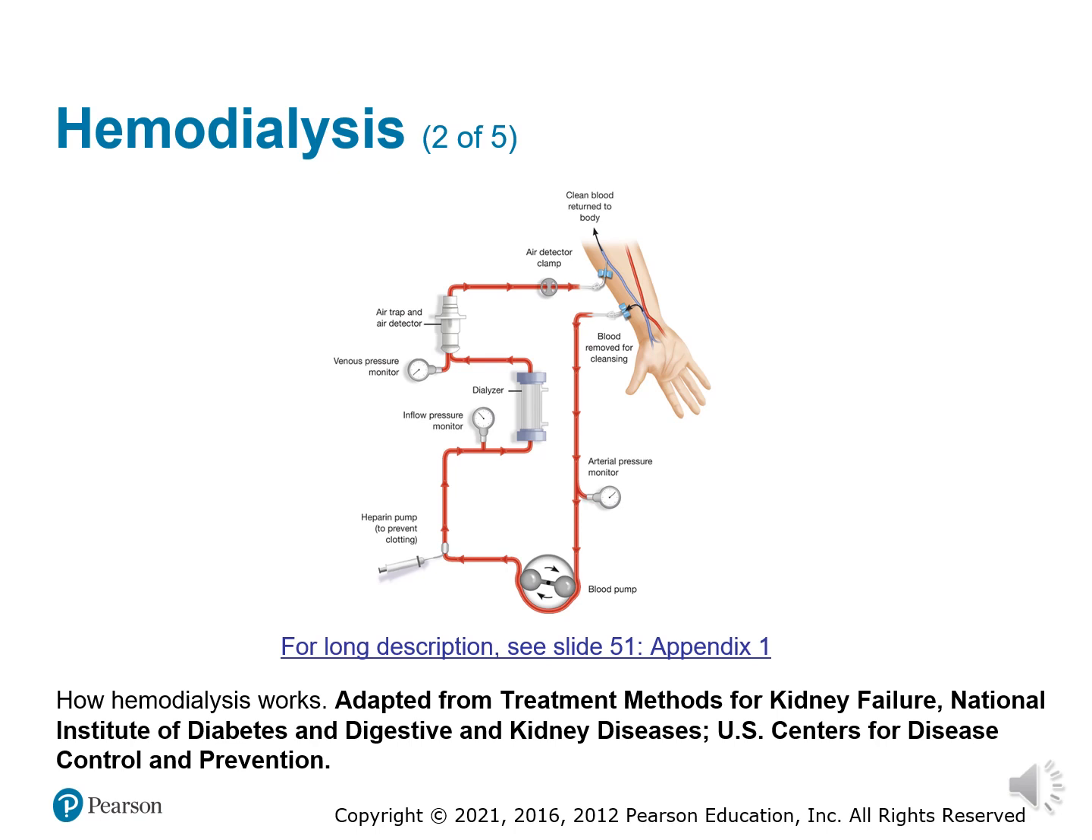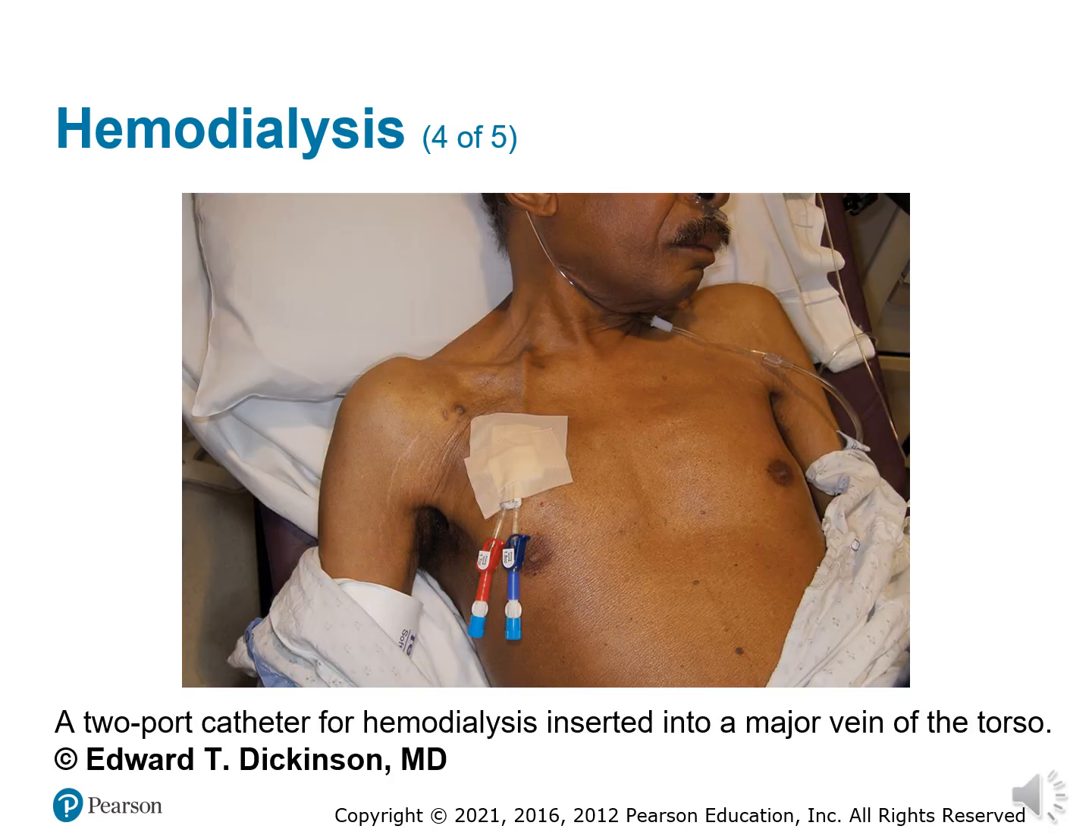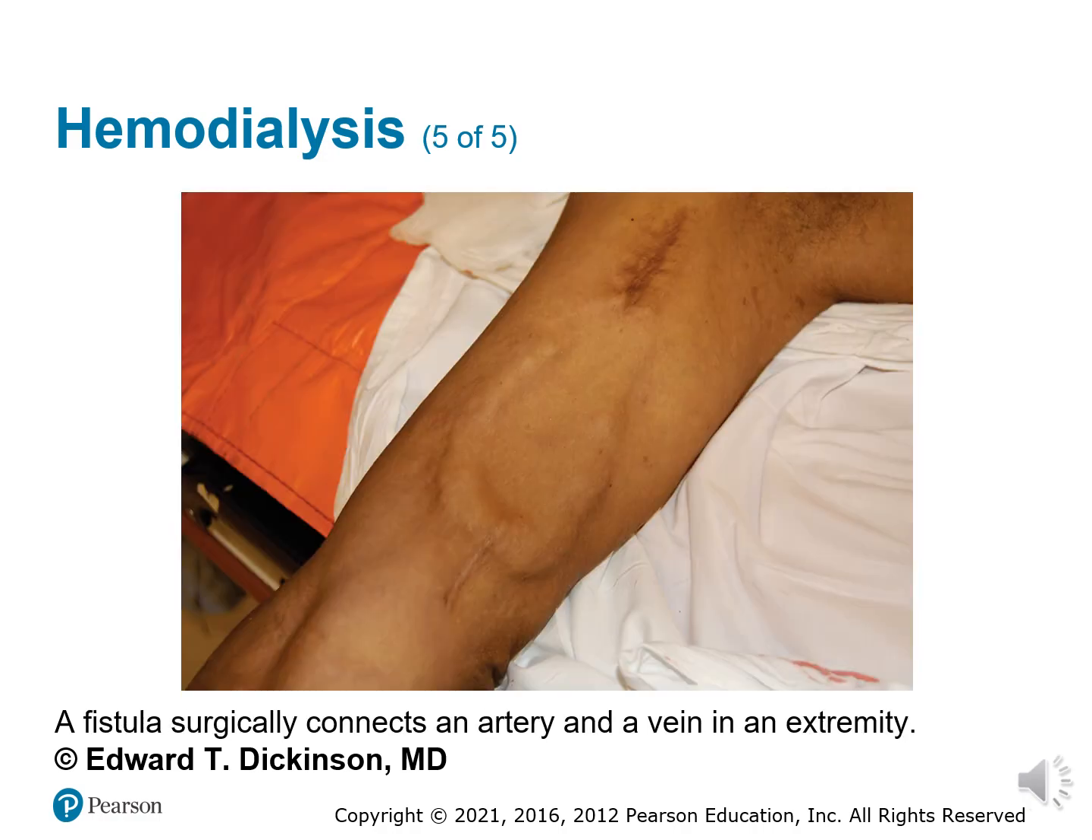Here it shows how hemodialysis works. There are two types of access to blood circulation: a two-port catheter or the AV fistula. Its characteristic is a thrill when palpated. Here is a two-port catheter for hemodialysis inserted into a major vein of the torso. Here's an AV fistula, which surgically connects an artery and a vein in an extremity.